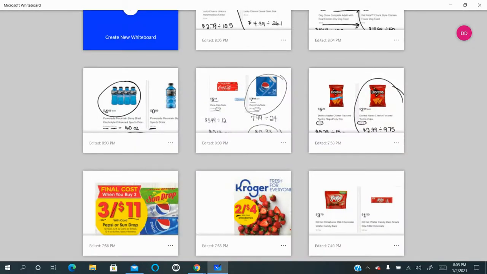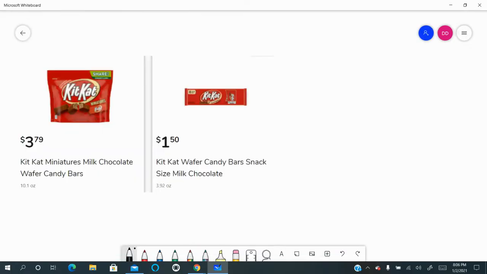Let's see, do we have any left? Yes, Kit Kat. We have not talked about Kit Kat yet. Okay, one last problem. Calculate the unit price for each of those Kit Kats and see which is the better deal.